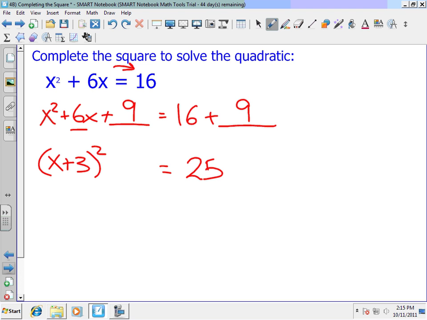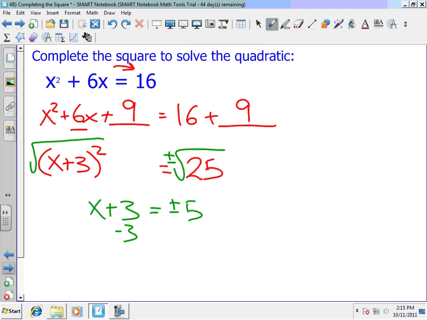And now I say, all right, how do we solve this problem? Well, you simply take the square root of both sides, plus or minus, and we simply have x plus 3 is equal to plus or minus 5. Piece of cake, move the 3 over to the other side, and we have x is equal to negative 3 plus or minus 5.